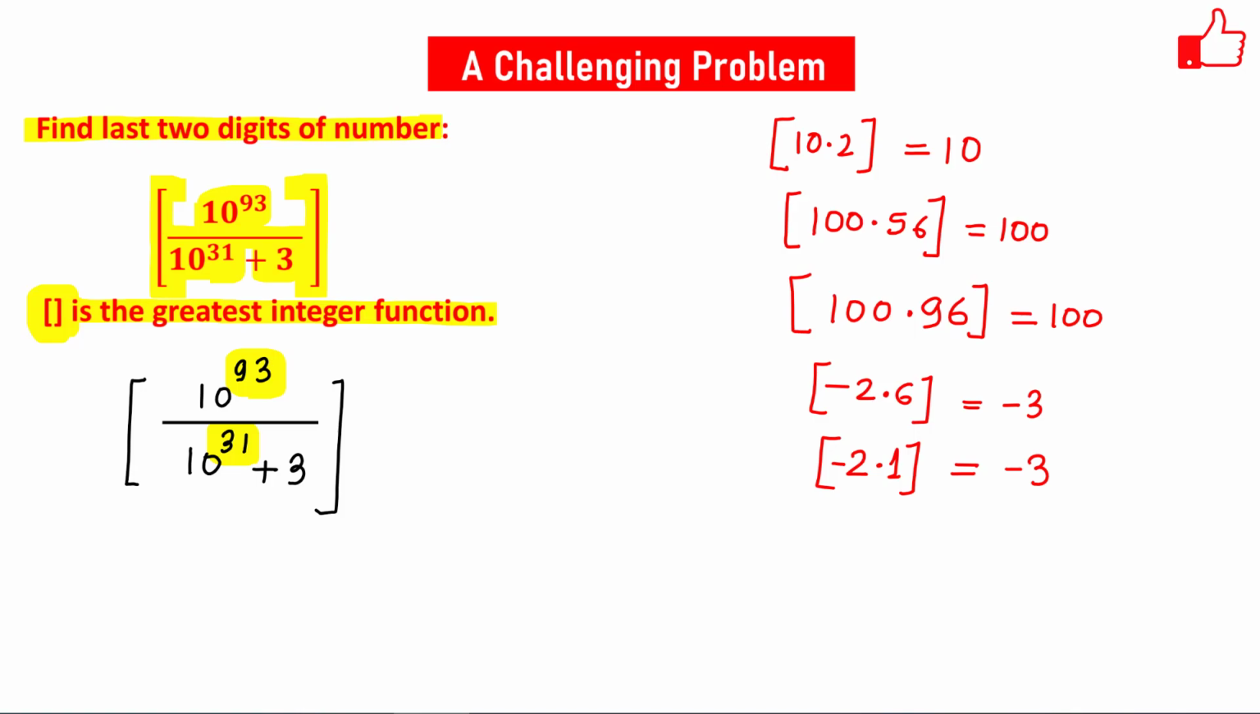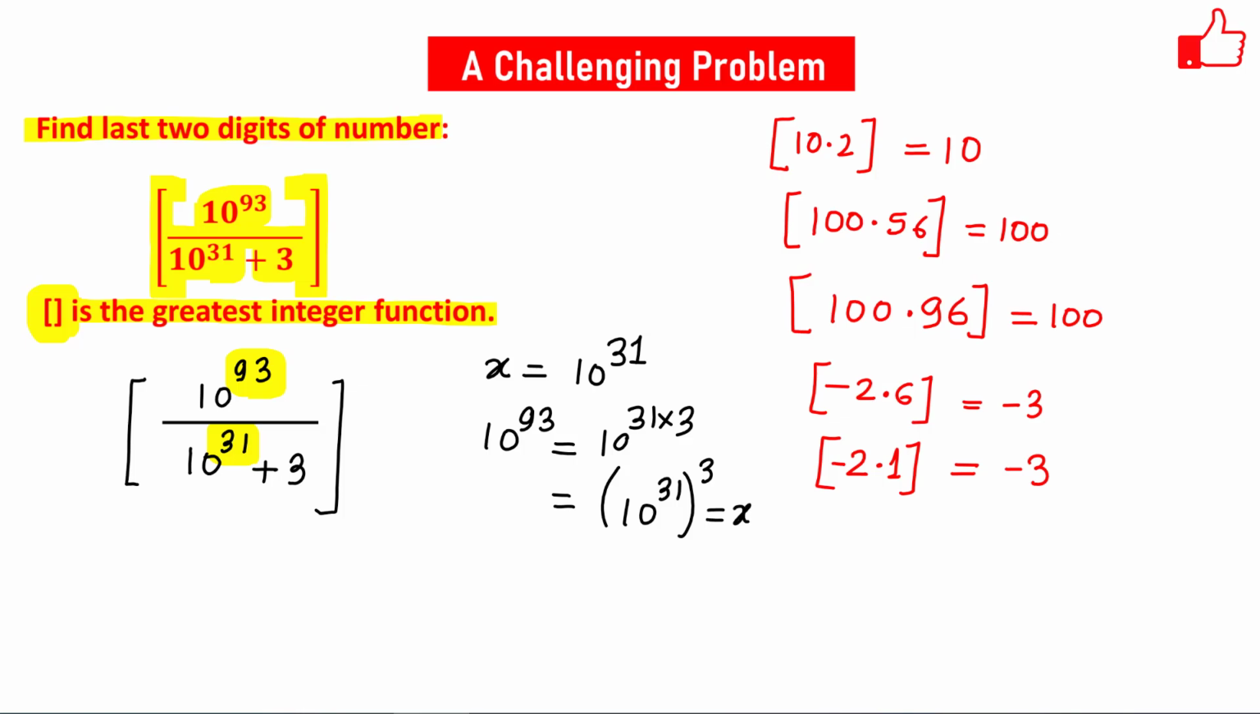So let us make a substitution, that is x is equal to 10 raised to the power 31. This means I can write 10 raised to the power 93 as 10 raised to the power 31 times 3, which is equal to 10 raised to the power 31, whole raised to the power 3. This means this is x cube. So with this substitution, this expression becomes x cube divided by x plus 3, and this is inside the greatest integer function.